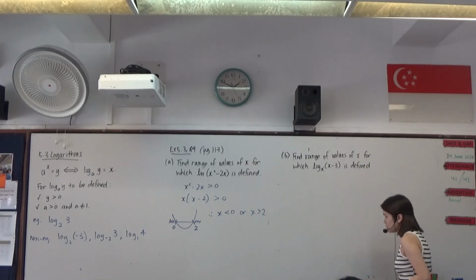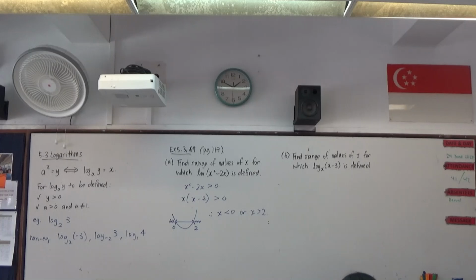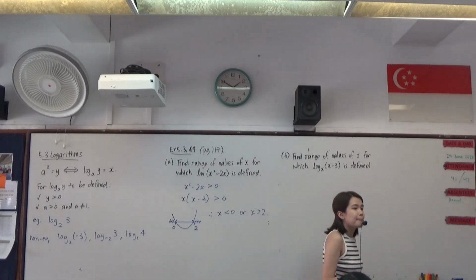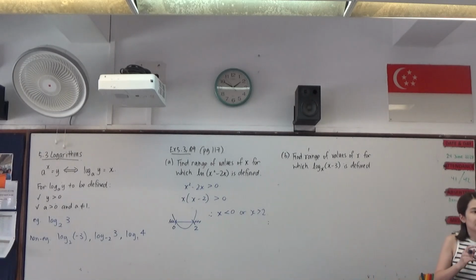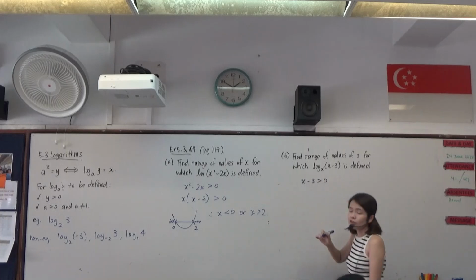Okay, in contrast, let's look at part B. We have log x minus 3 base x. We want that to be defined. So how do we determine the range of values of x? How do we form our inequalities? x minus 3 is more than 0. Anything else that is important for it to be defined?